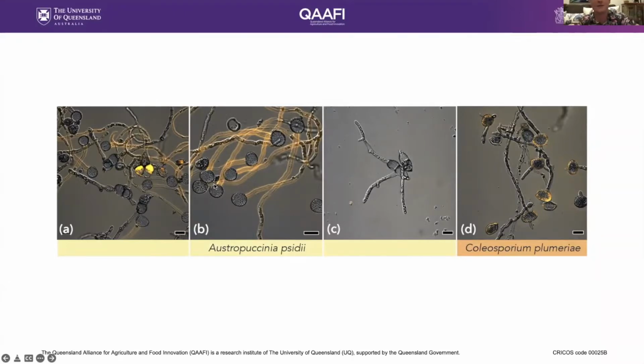fungi. So urediniospores of myrtle rust and urediniospores of Coleosporium plumeriae. And when they germinate, they take up double-stranded RNA, which is labeled here with Cy3 so that we can see the uptake. The teliospores, you'll notice, are not glowing orange, and that's because they didn't take up any double-stranded RNA. So these structures aren't anything that can infect a host. As I said, they're just phragmobasidia.